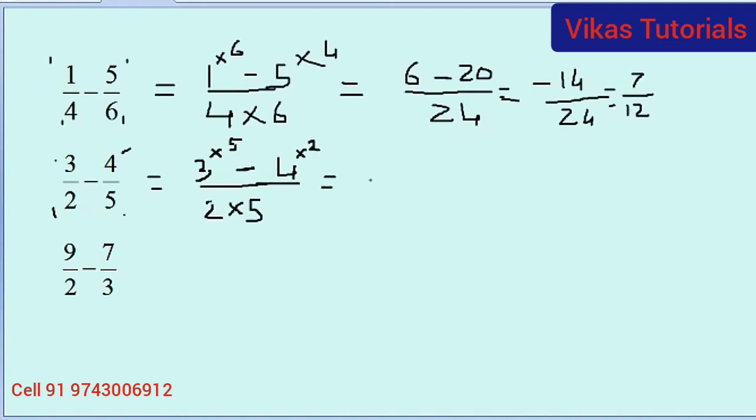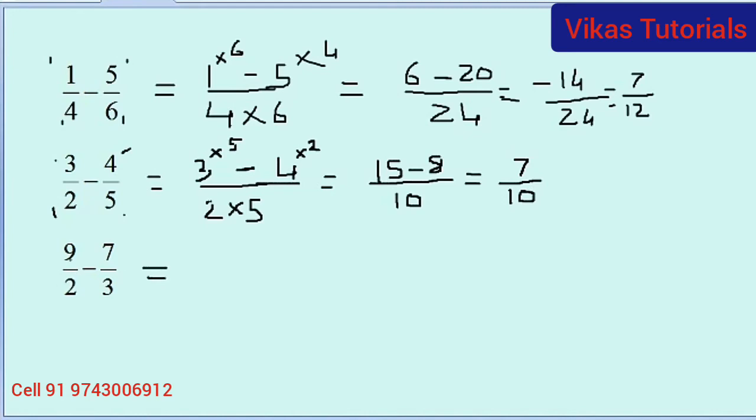So this becomes 2 into 5 is 10. Then 3 into 5, 15, minus 4 into 2 is 8. So this is 15 minus 8, how much? 7 upon 10. 7 by 10 is the answer. Okay.